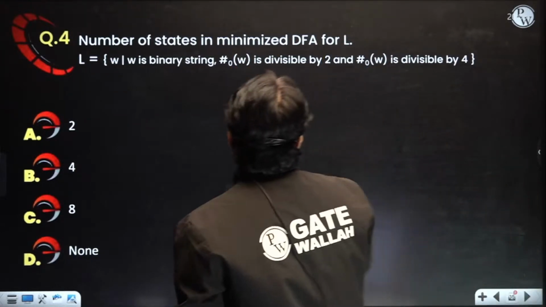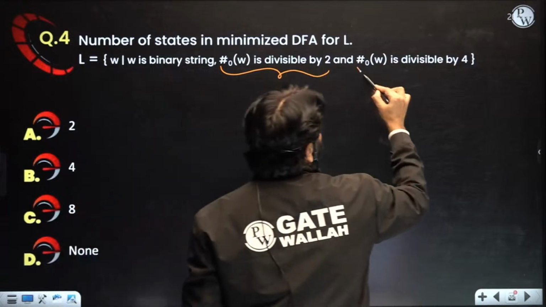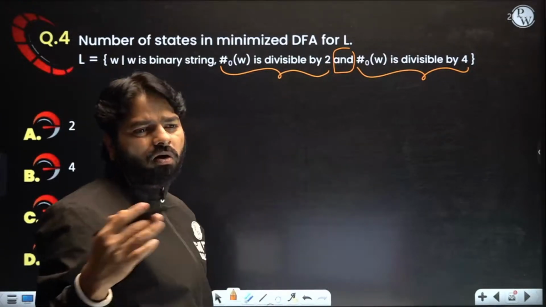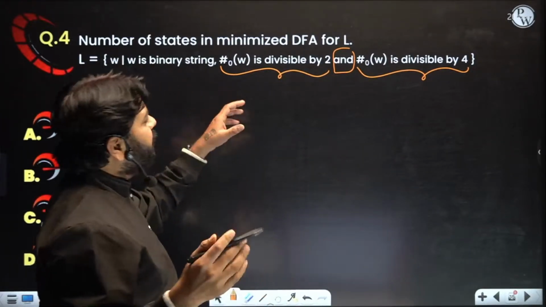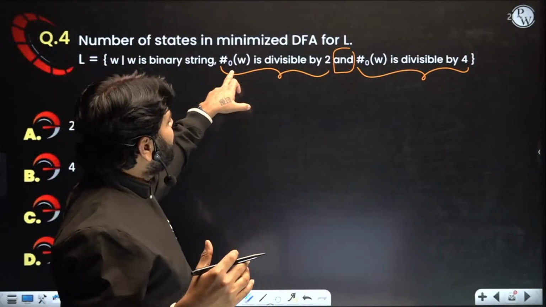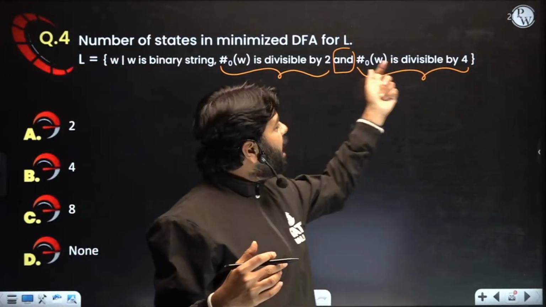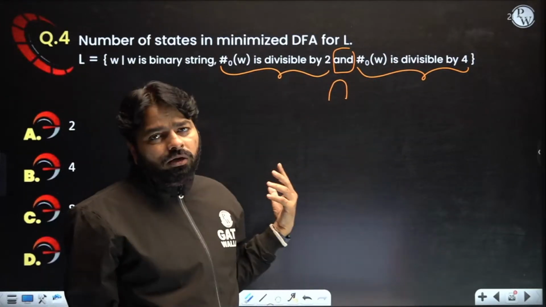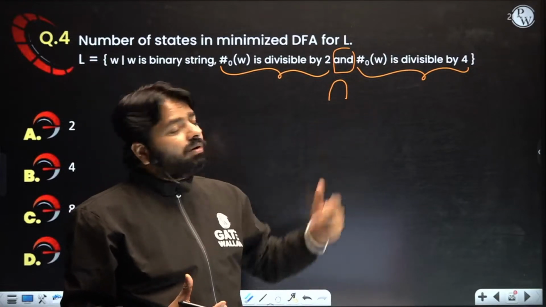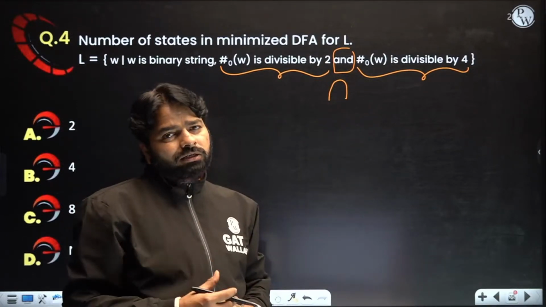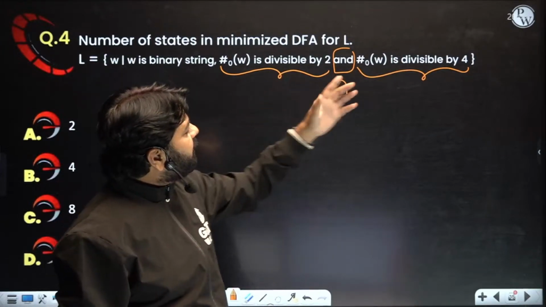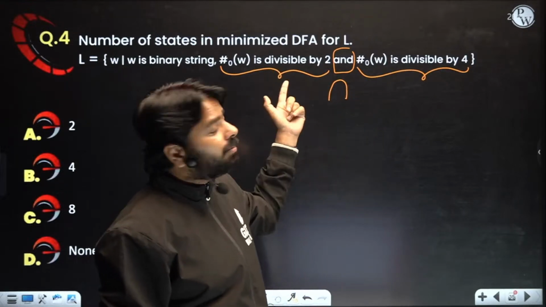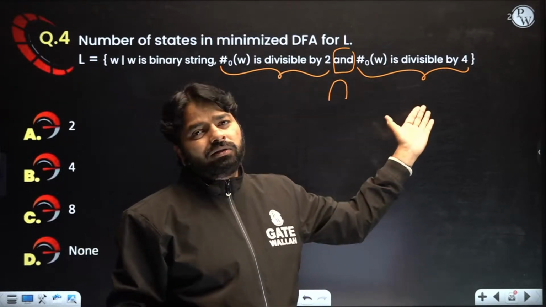Another one: zeros divisible by 2 and zeros divisible by 4, with the AND condition. Remember, AND and OR may not match sometimes, and they will give different answers. Now, zeros divisible by 2 and zeros divisible by 4, and you want the intersection, meaning which numbers satisfy both. If I take 2, 6 can be divided by 2, but 6 cannot be divided by 4. If I take 4, all multiples of 4 are definitely divisible by 2.